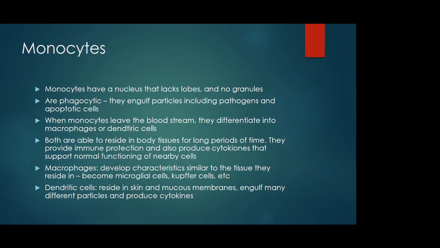Macrophages are unique because they can develop differently depending on the tissue that they're in. So macrophages become the microglial cells, the Kupffer cells of the liver, things like that. Dendritic cells typically reside in the skin and mucous membranes. They encounter a lot of pathogens and other particles, and they're really key in alerting the immune system to something gone wrong.